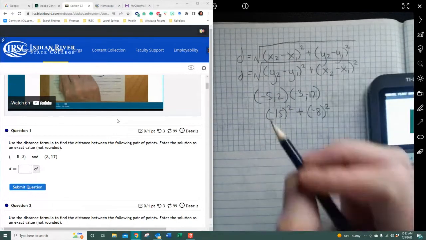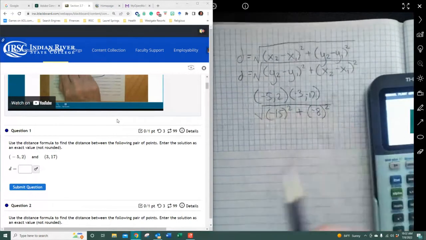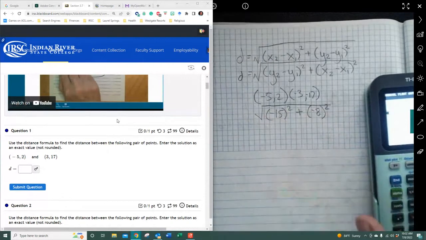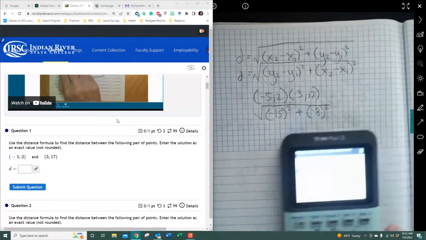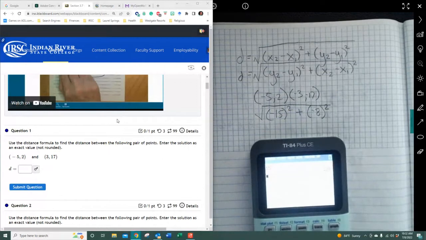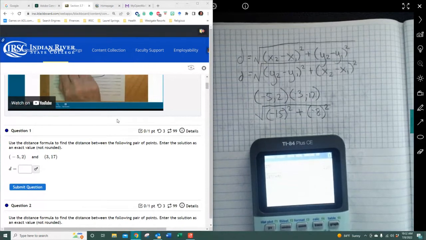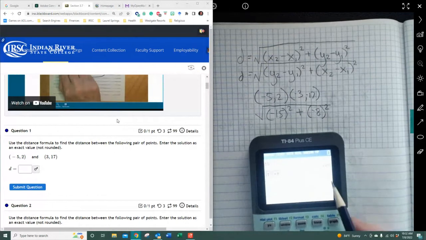But wait a second, we're taking the square root of all this, right? So then why don't we just go ahead and enter the solution as an exact value, not rounded? Well, when they want us to do that, we first have to determine whether or not it's going to make a difference. So what I do is I put it in, and I do 15 squared plus 8 squared, and see what happens. And it looks like the answer is 17, and we have our answer.